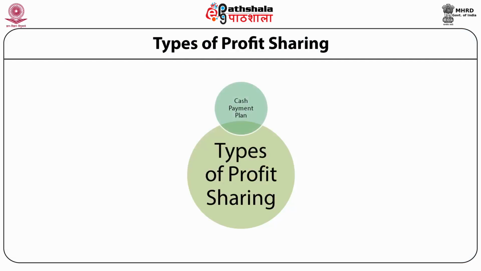Types of profit sharing plans. First, cash payment plan. Under this plan, benefits are distributed among participants in cash at least once each year. This is the most popular. The firm simply distributes a percentage of profit, usually 15% to 20%, as profit shares to employees at regular intervals.